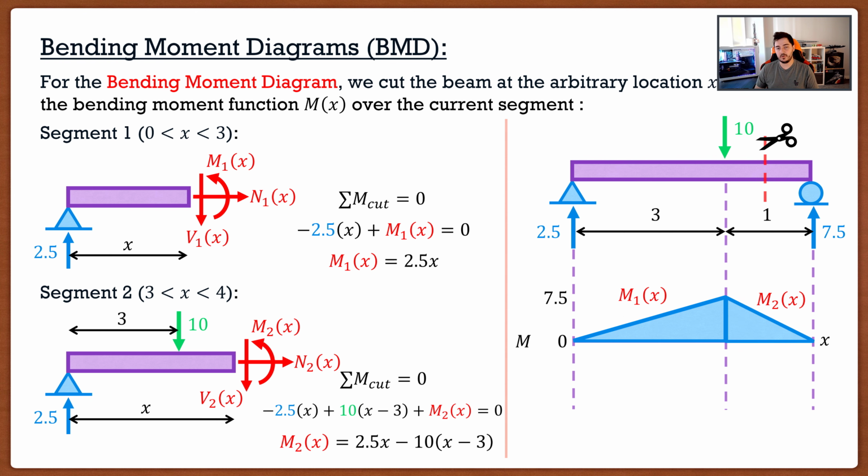So there's a couple things I want to mention here really quick. As we've seen in shear diagrams, and now we're also seeing in moment diagrams, they always start and end at 0. Both ends of the beam are going to start at 0.